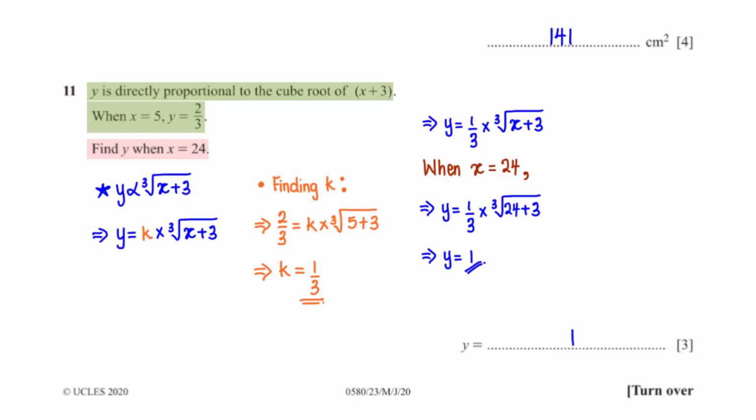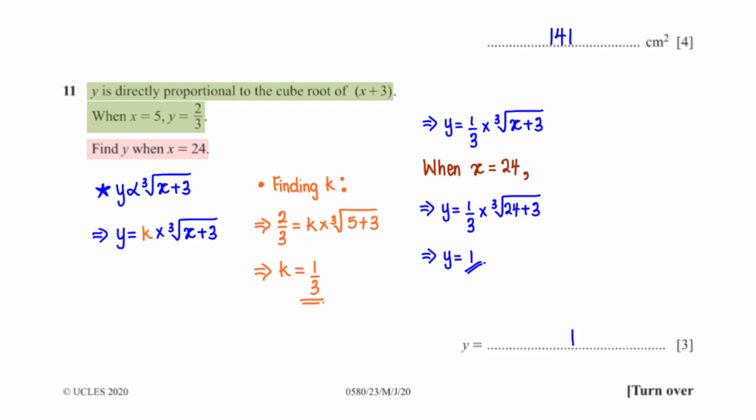Let's find the value of k. To get the value of k, we substitute the values of x and y given in the question into the equation. This gives us 2 over 3 equals k times cube root of 5 plus 3. When we make k the subject, we get k equals 1 over 3.